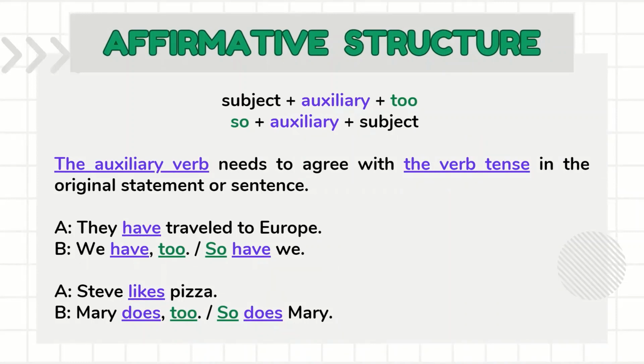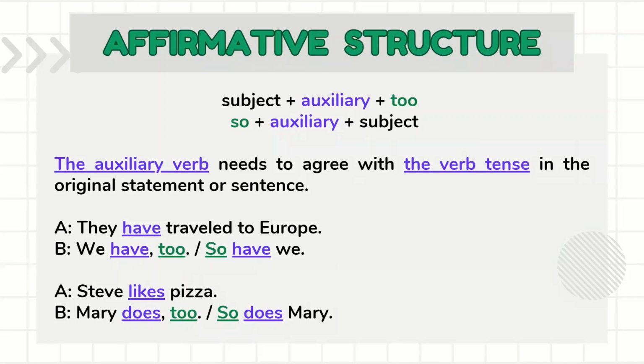We have two examples here. The first one is in present perfect, and the second example is in simple present. The first one says, they have traveled to Europe. Remember that the auxiliary for the present perfect is have, so we need to use have for the responses. Then the answers can be, we have too, or so have we.